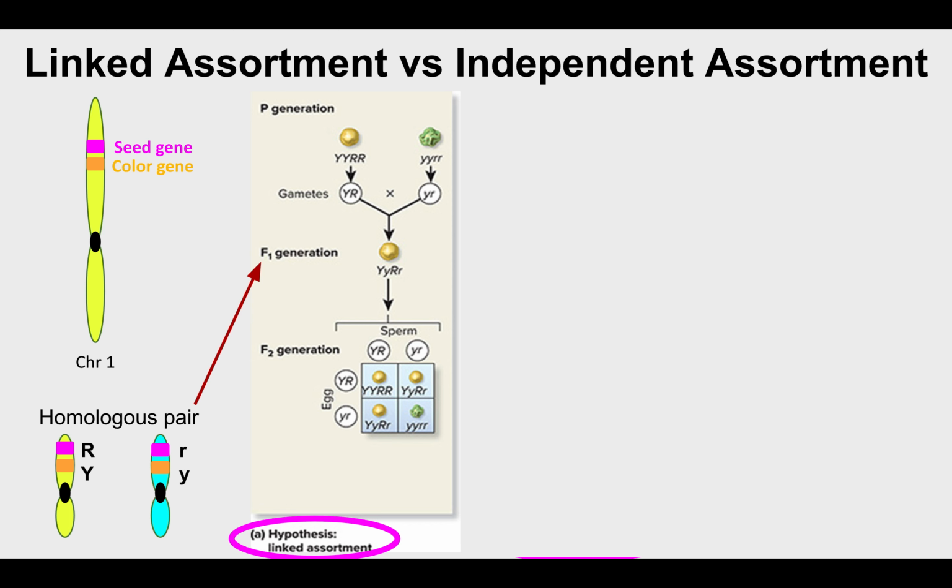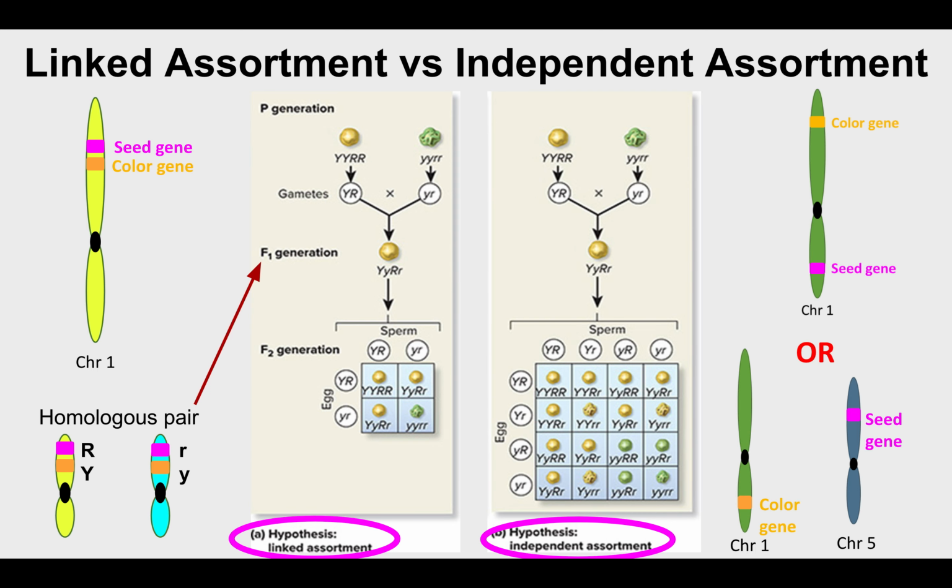Which is different than what we've seen in our two-factor crosses with independent assortment. In independent assortment, these letters don't have to stay together because they are not linked, and therefore they can be split up into different gametes, and we can have many more possibilities for this F2 generation. So in this second example, it's likely that these traits are either on different chromosomes or they're far apart on the same chromosome.